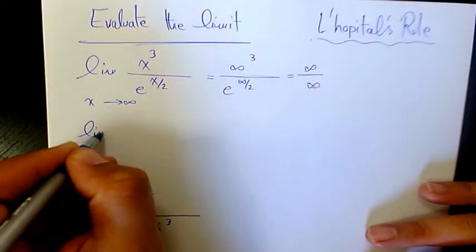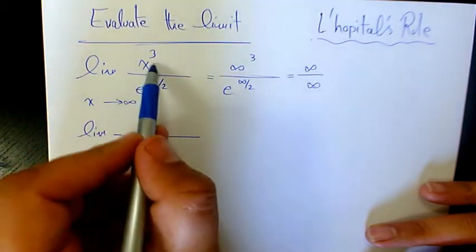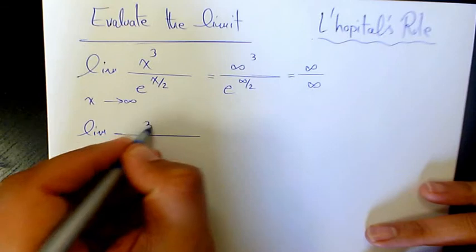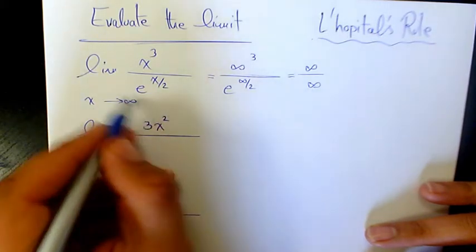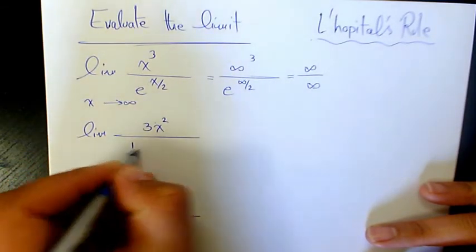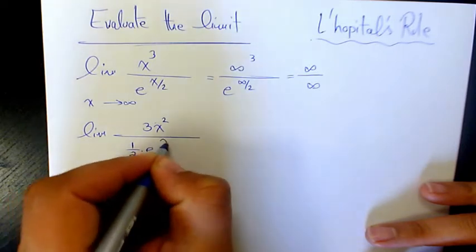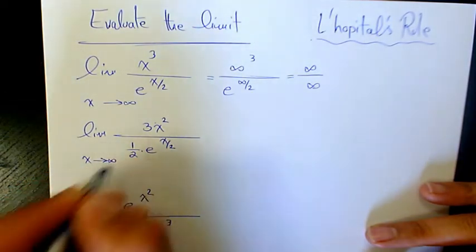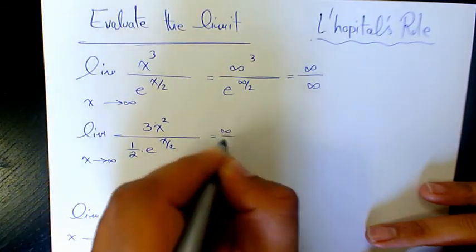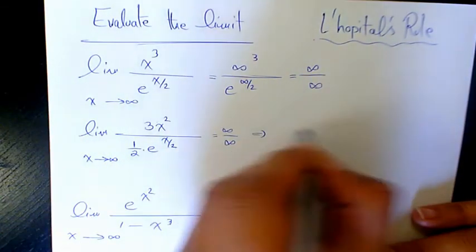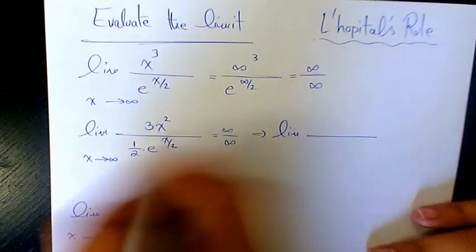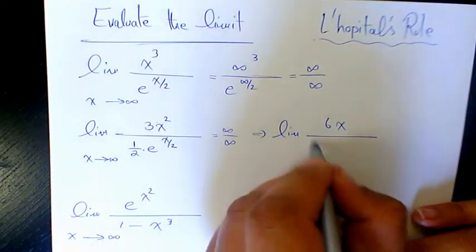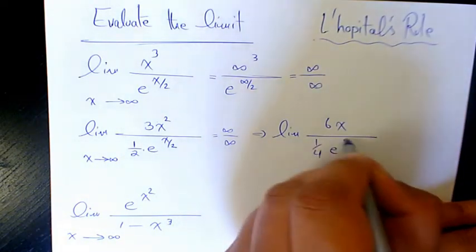L'Hopital's rule says it's going to be equal to the limit of the derivative of the numerator, which is 3x squared, divided by the derivative of the denominator, which is 1 over 2 times e to the power of x over 2. When x approaches infinity, again it's going to be infinity over infinity. Now we do it one more time, another L'Hopital. It's going to be 6x over 1 over 4 e to the power of x over 2.